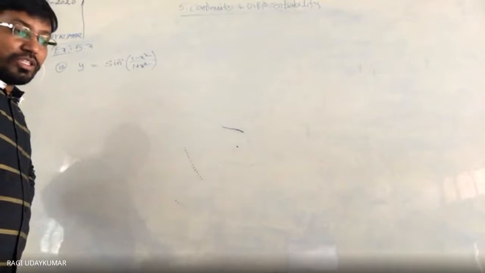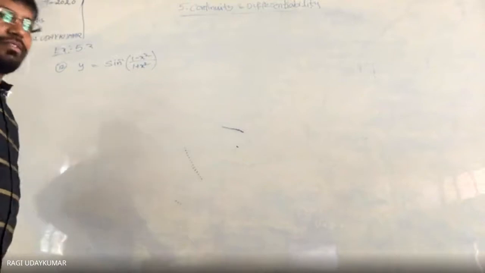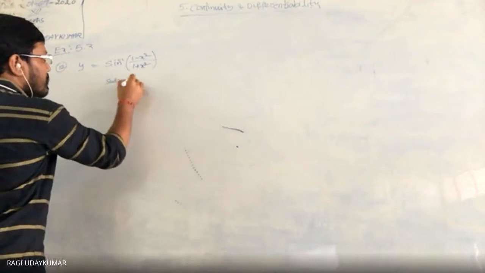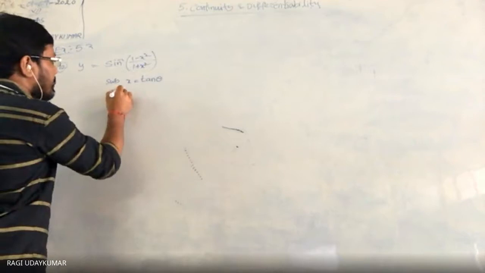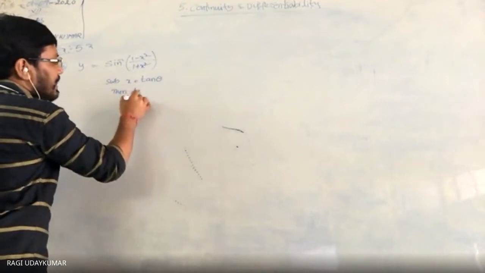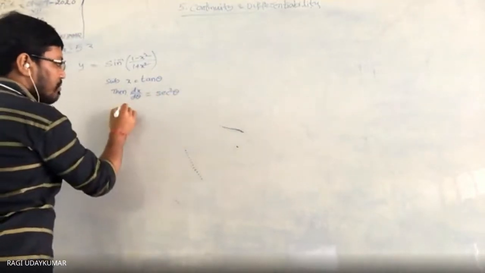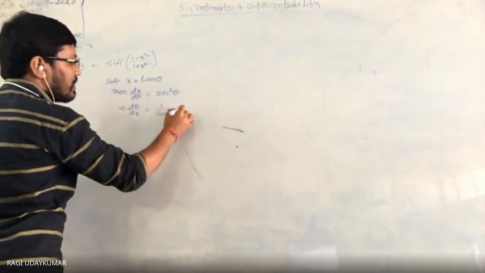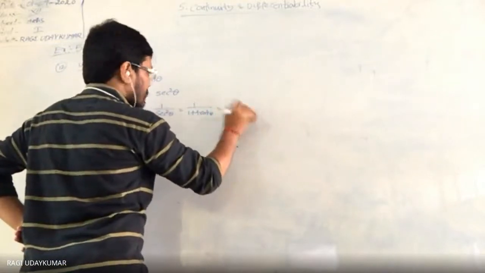So in that situation, what to do? See here, the substitution is the same. Substitute x is equals to tan theta. Then dx by d theta is equals to secant square theta. This implies d theta by dx is equals to 1 by secant square theta, which is 1 by 1 plus tan square theta, that is 1 by 1 plus x square. This one is fixed for all the problems.